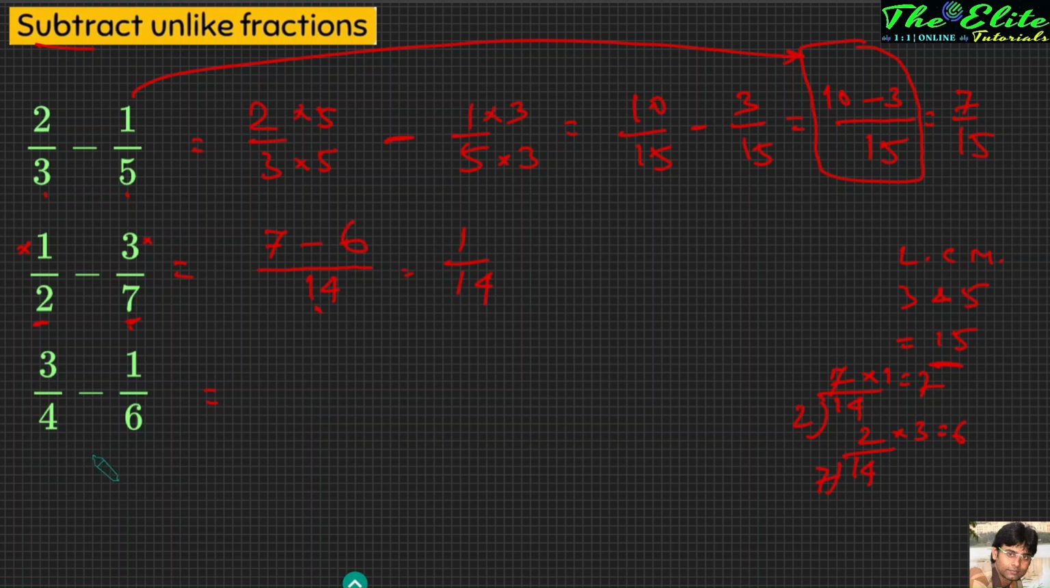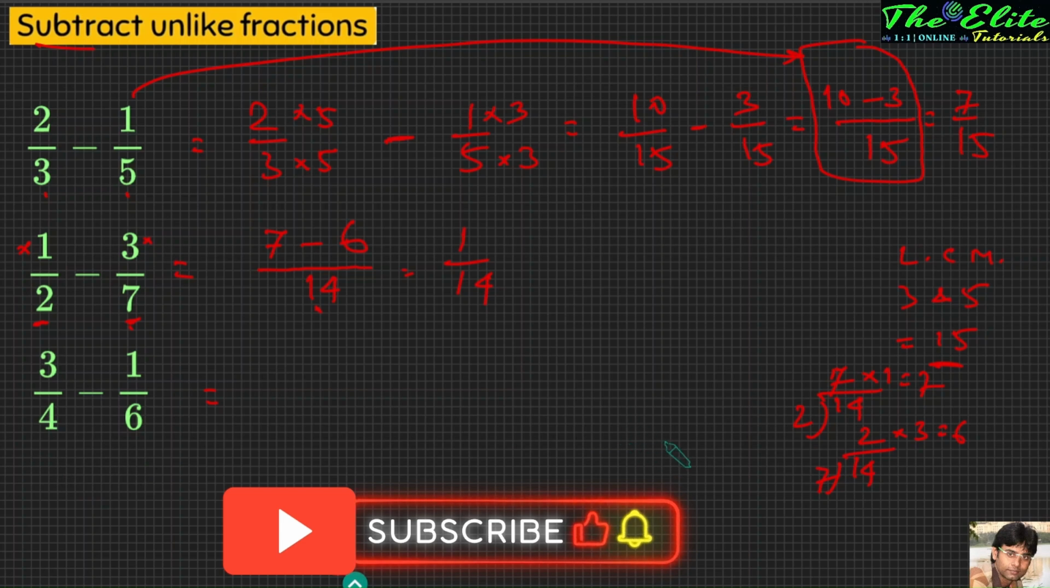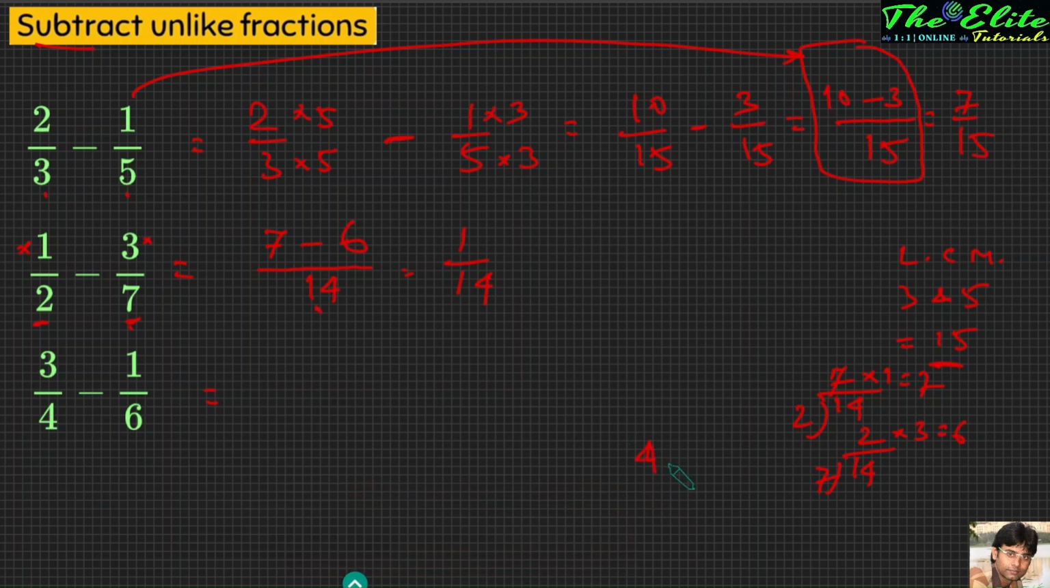So 4 and 6 will give you an LCM not of 24. It will be 12 if you find it. The LCM of 4 and 6 will be 2 times 2 times 3, that is 12. It means 12 can be written as the denominator. Now, as I said, divide this 12 by 4 to get the number. If you divide 12 by 4, you get 3, isn't it?